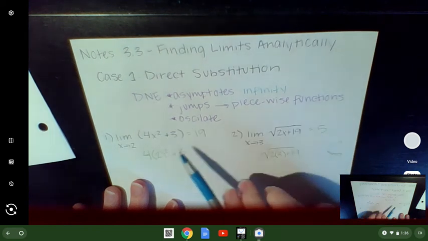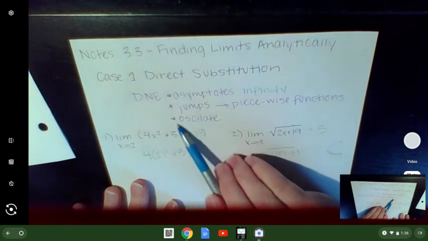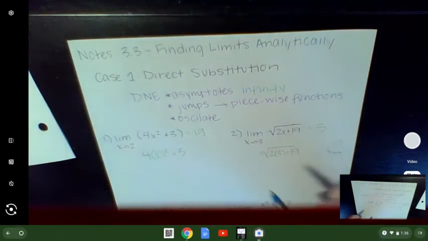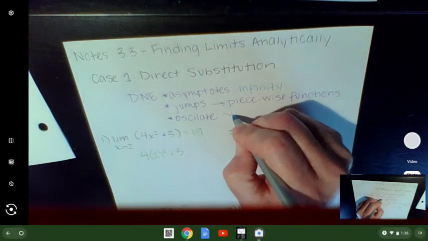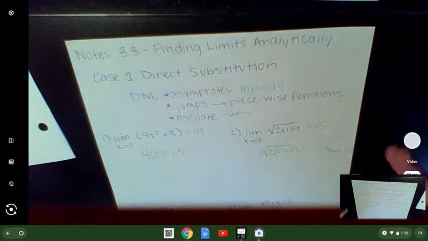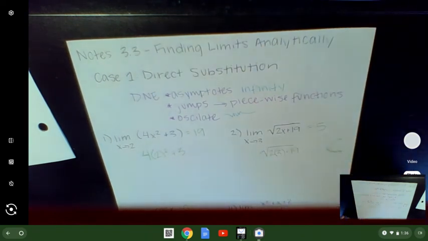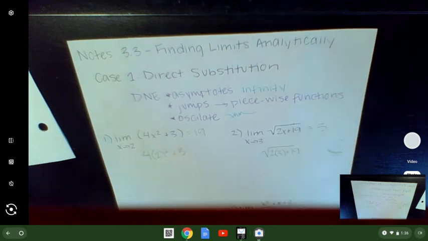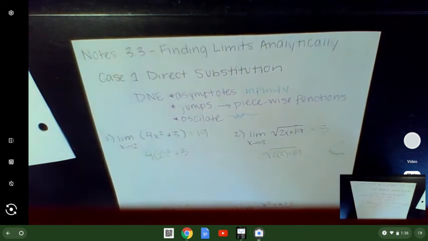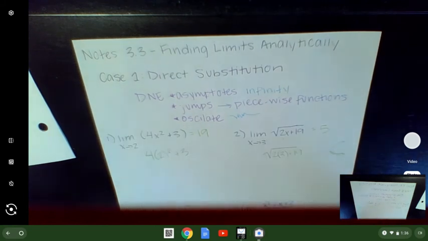The third time that a limit does not exist, and I don't even know if I spelled this right, I am not a great speller under pressure, is when we have that freakout mode where the function just can't make up its mind. If that was to occur, direct substitution is not going to work anyway. So in all of these cases where a limit does not exist, direct substitution wouldn't work at that specific x value if the limit doesn't exist.